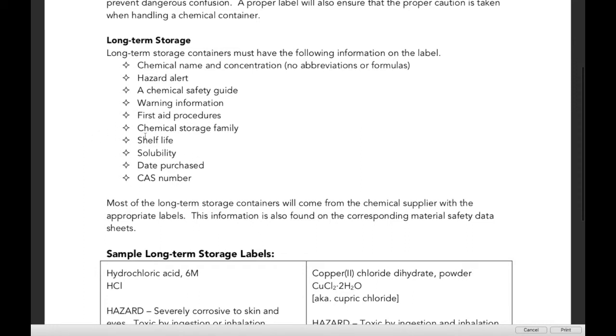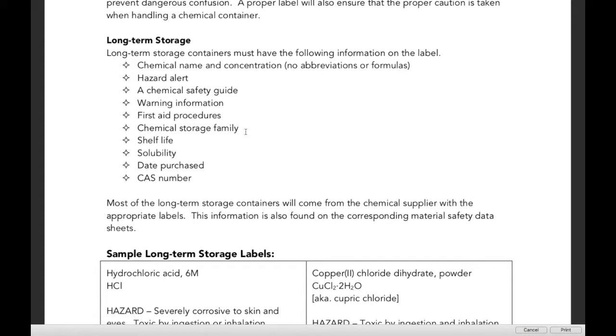If it doesn't have this information on it and it's not in a store-bought or online-bought original container, you need to have this information on it. Your long-term storage bottle should have it. If it doesn't, you need to look at either relabeling it or buying new chemicals. It needs to have the name and concentration, no abbreviations or formulas. It can have the formula after it, but it's got to have the full name. Any hazards, a little chemical safety guide, what needs to happen if those hazards happen. Warning and first aid, that all goes together.